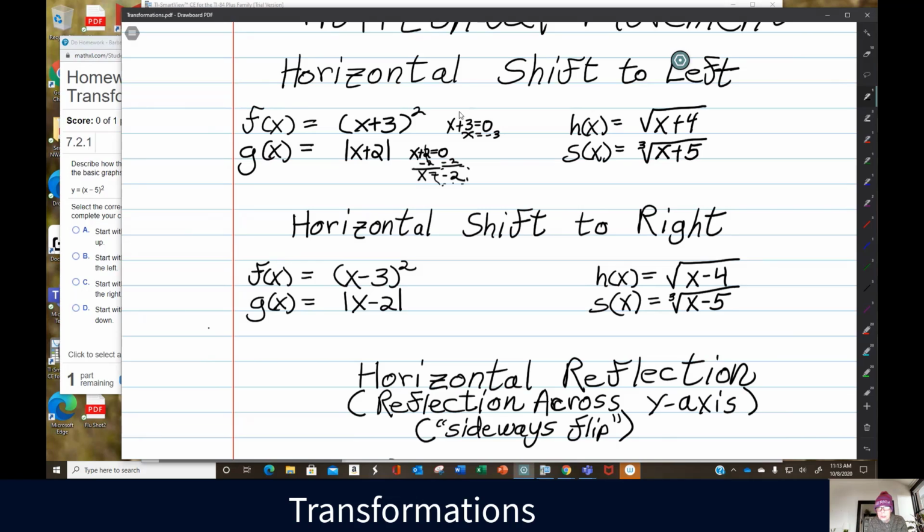So if you're willing to go to this extra step, you will quickly memorize that inside the argument is where your horizontal left and right movement occurs. And a +3 means go to the left. A +2 means go to the left. A +4 in the argument, which is underneath the square root, means go to the left. A +5, which is underneath the cube root radical, means go to the left. And then after a while, you can start taking shortcuts. But you really shouldn't until you prove it to yourself.